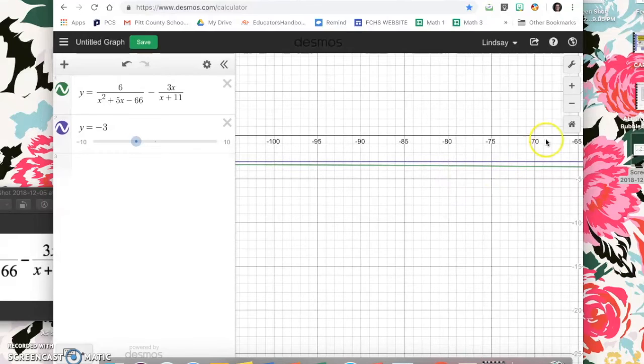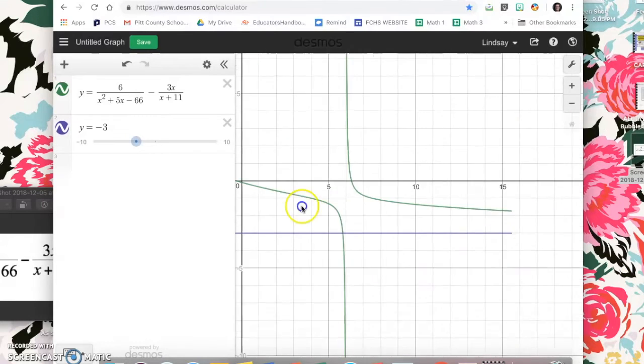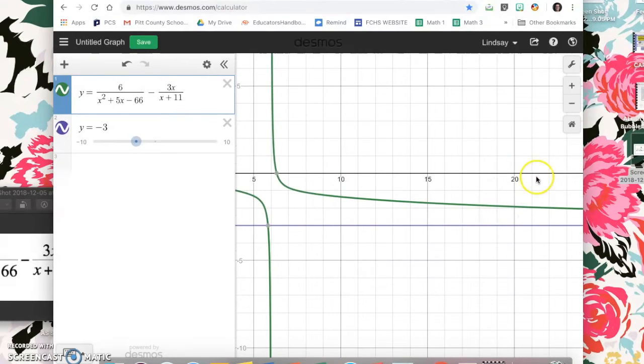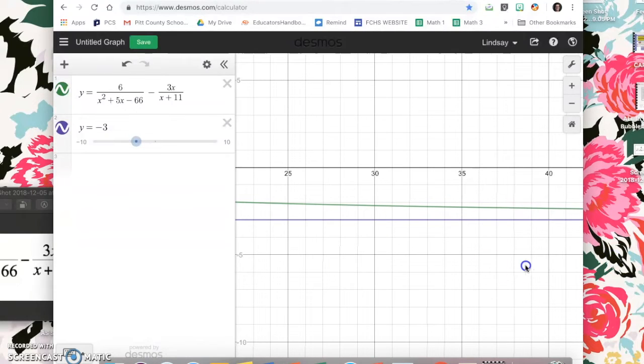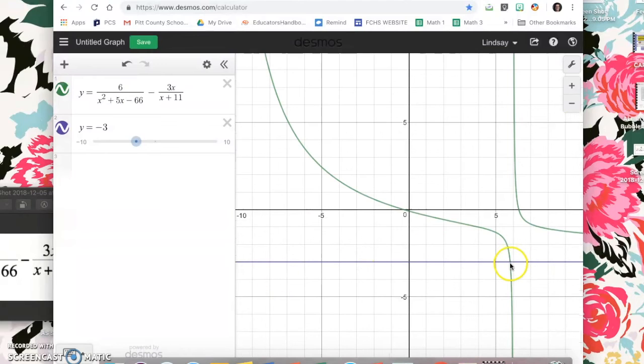But if you continue to scroll, you should see that they're never going to actually intersect on this side, which is the left. And then I can do the same thing with the right and see that they're never going to intersect on the right as well. So the solution to this problem is where the two graphs come together, which is at 5.818.